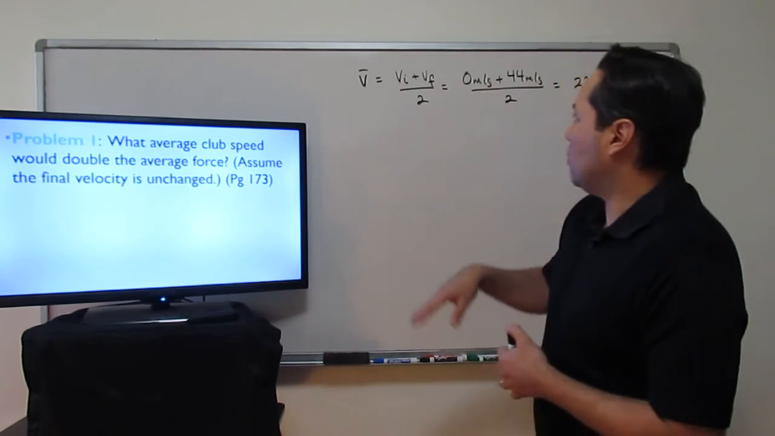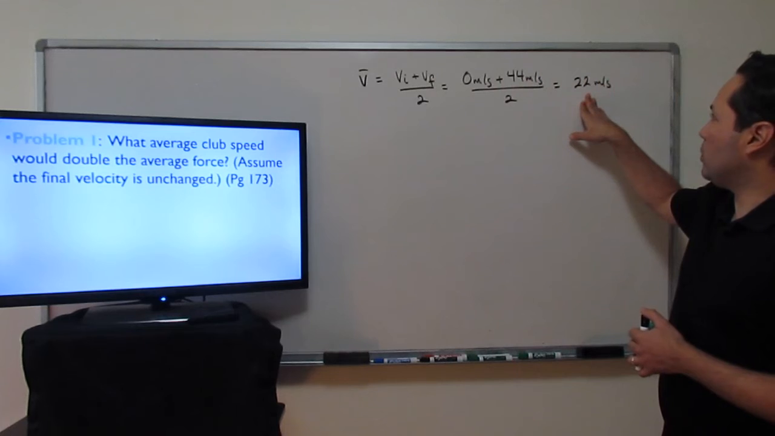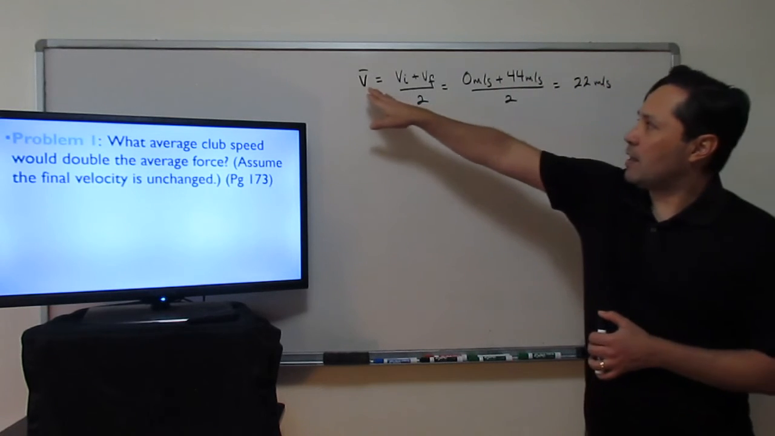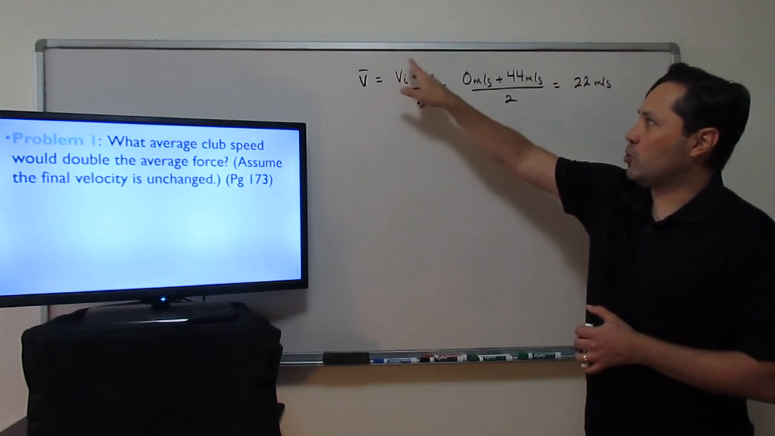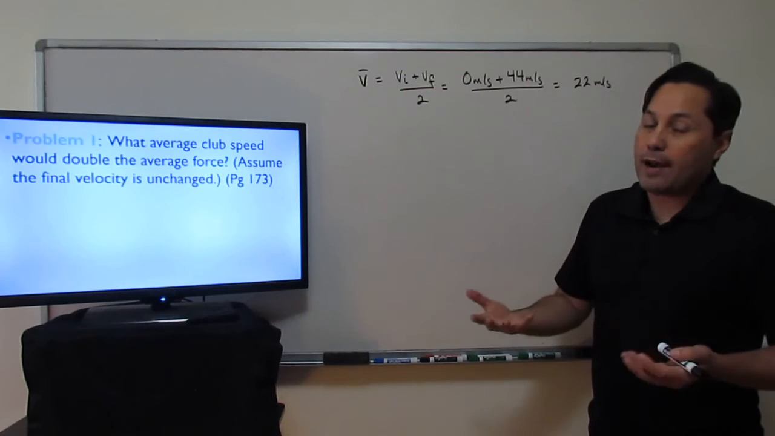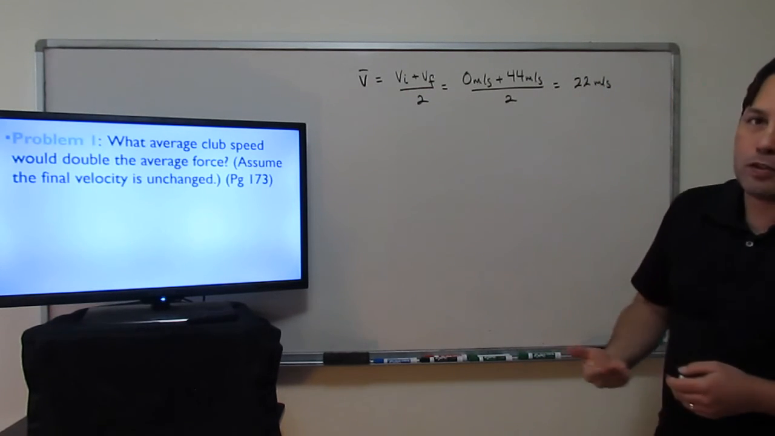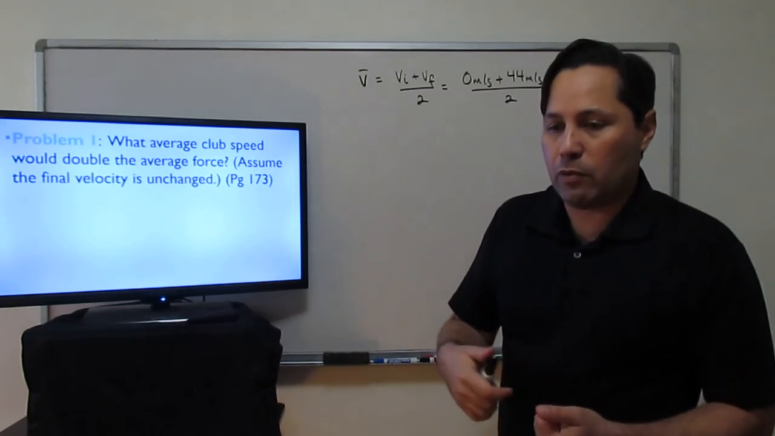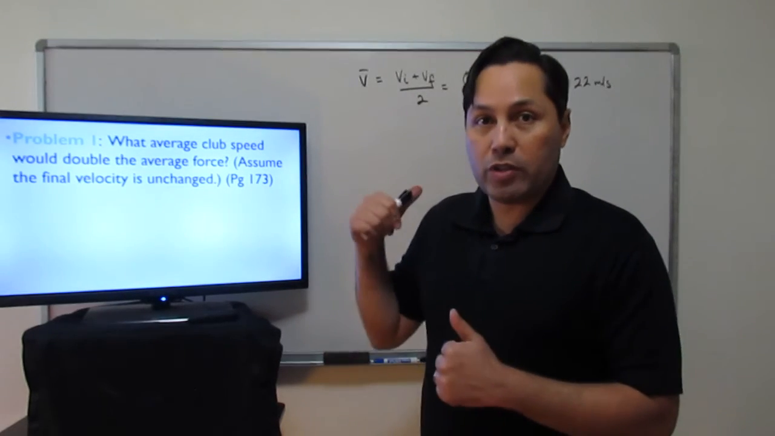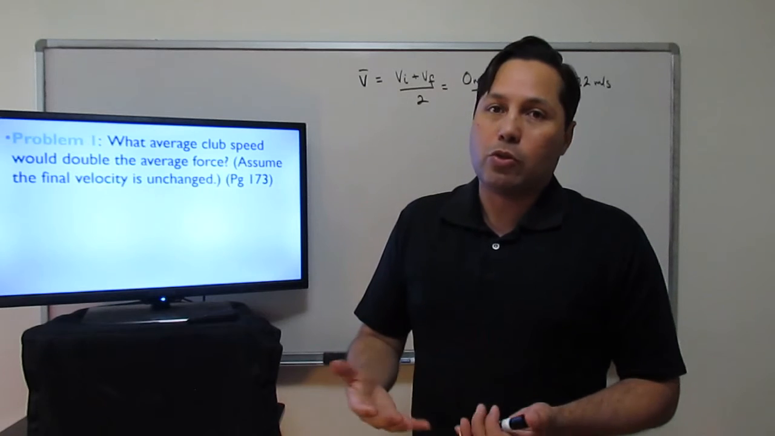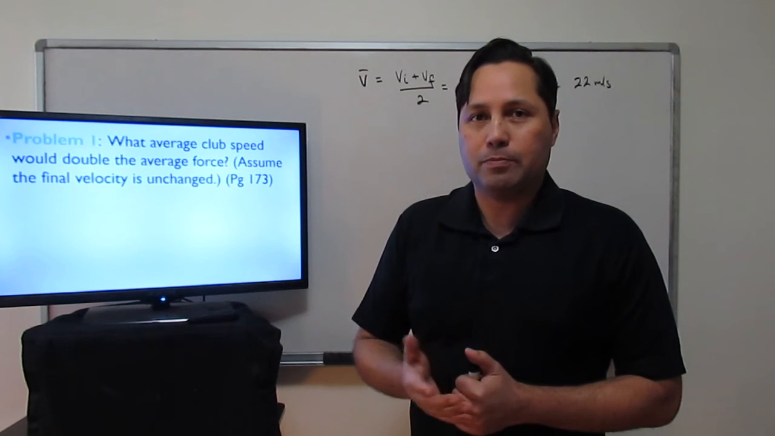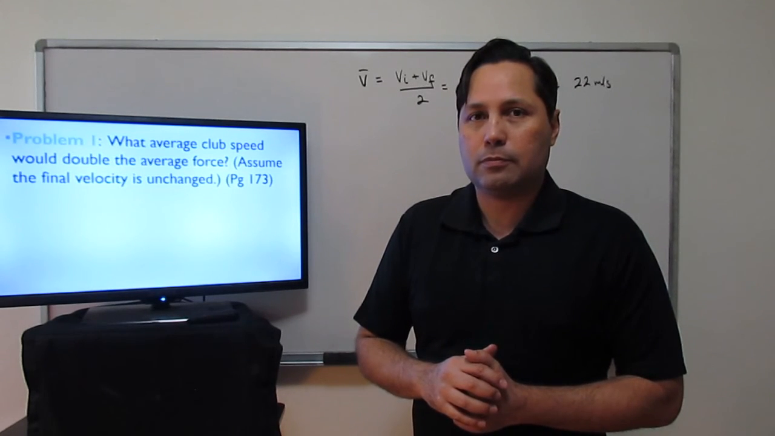The initial average speed was 22 meters per second. And that's how we got the average velocity: initial plus final velocity over 2. Add them up, divide by 2 to get the average. So if we need to double the average velocity, the new velocity that will give us twice the force would be twice as much as the original velocity. So it would be 44 meters per second. That would be the answer for this problem.